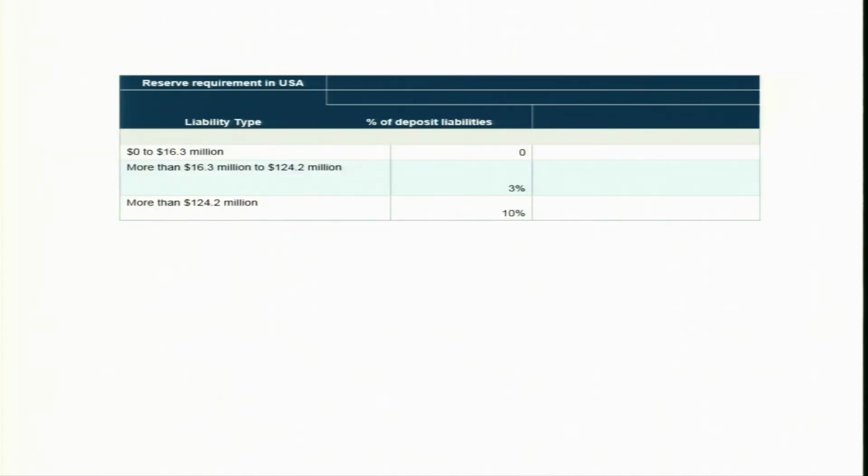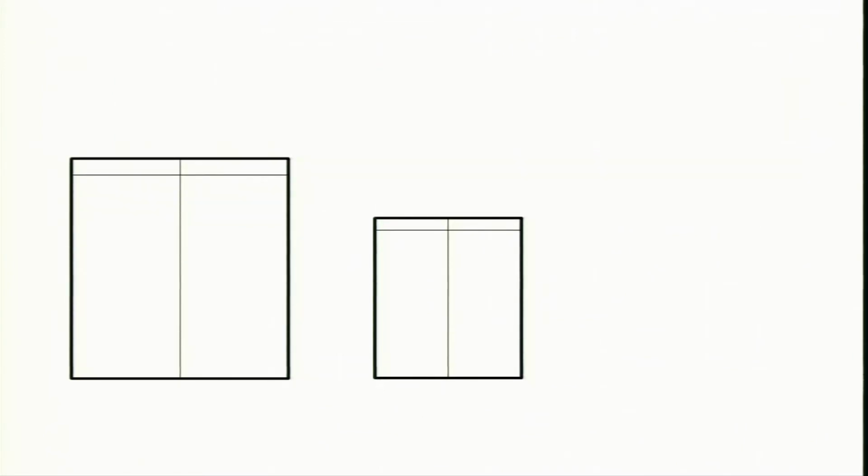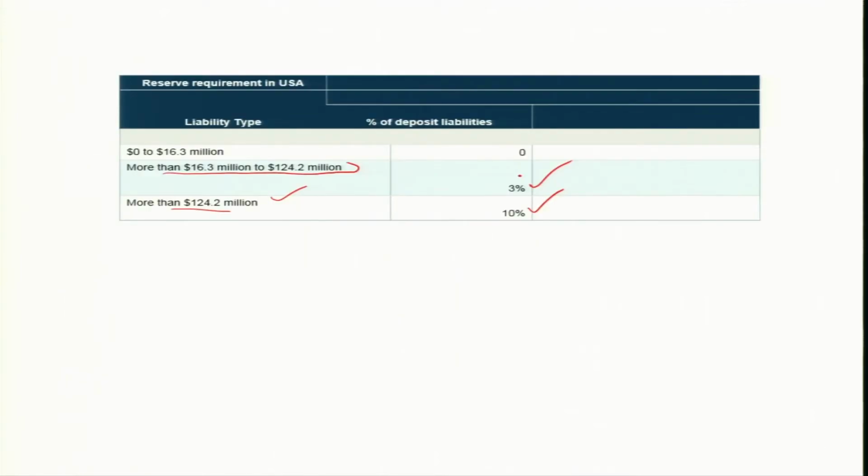So coming to why banks engage in the Fed fund market: some banks with their liabilities falling in this range have to keep only 3% of their total deposits as required reserve with the Federal Reserve System. At the same time, banks with a high balance sheet, that means with liabilities above 124.2 million, are mandated to keep 10% of their total demand and time liabilities with the central bank, with the Federal Reserve System. So let us take the case of two banks. The small bank has to keep only 3%, and the large bank has to keep 10%.